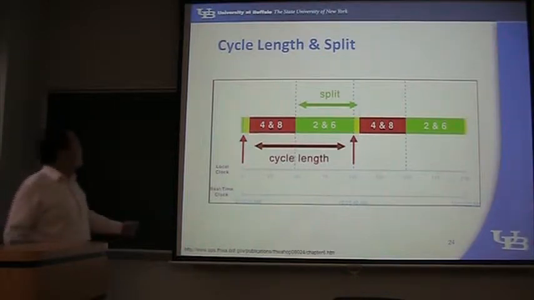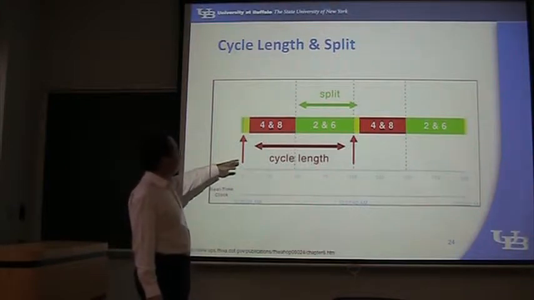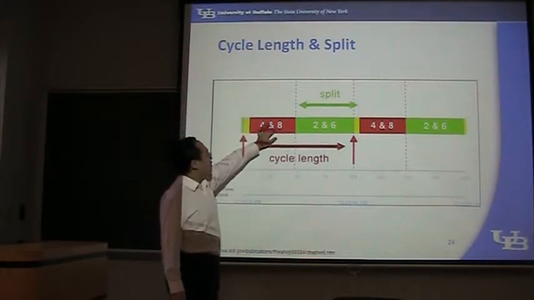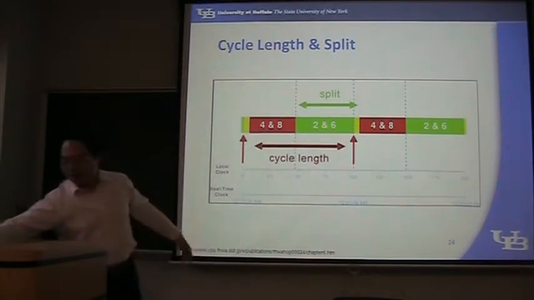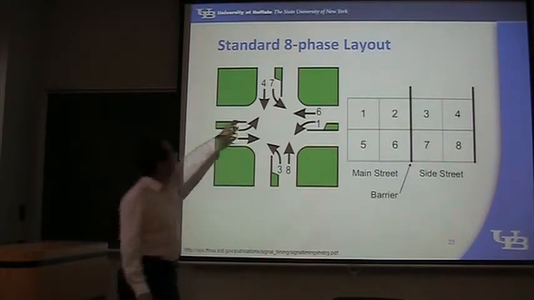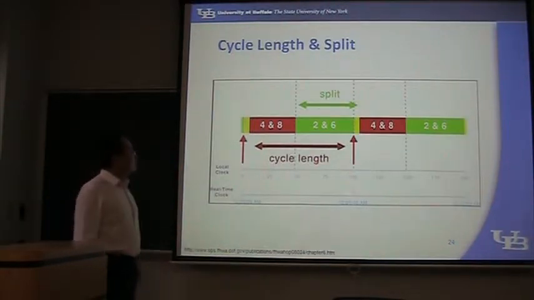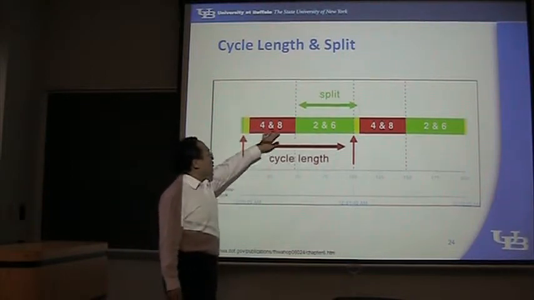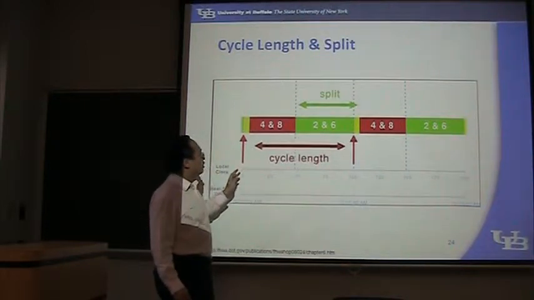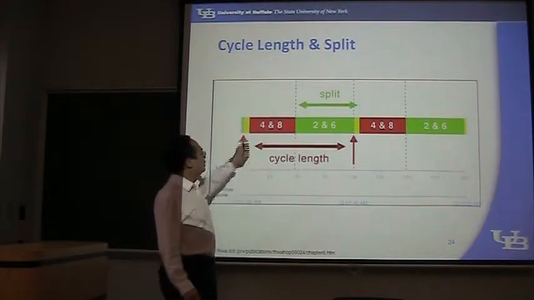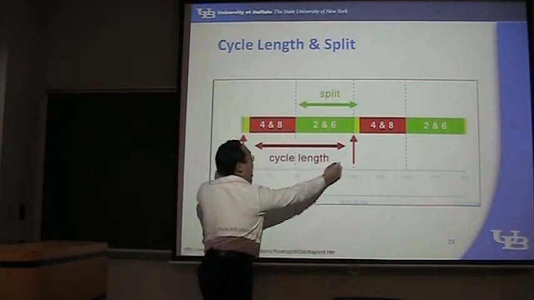Now, let's assume we only have 2 phases for each direction. So we have 2 phases for this direction and this direction, 4 and 8. 4 and 8 means the through movement of the minor street. So at this time, 4 and 8 can move, so the major street cannot move. This is a red phase, this is a green phase. And this will be a cycle.